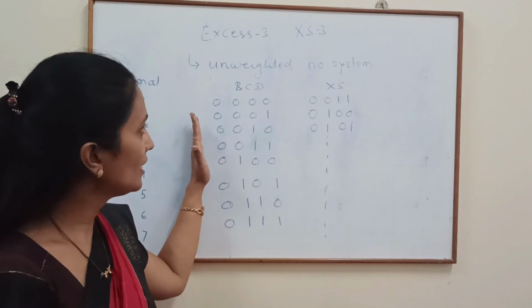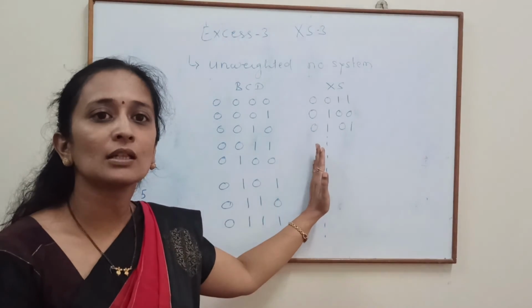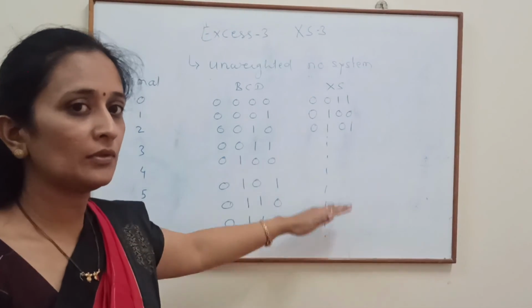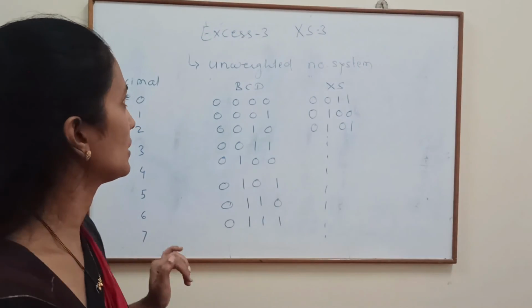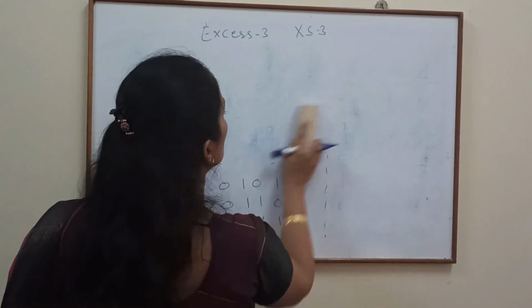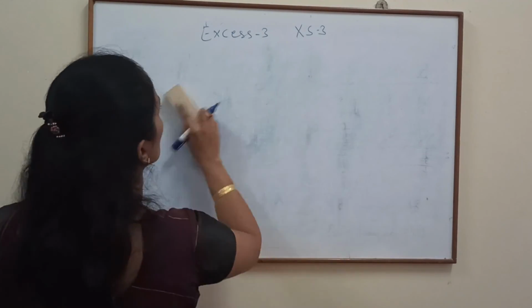First find out BCD, then add number 3, which is nothing but 0011. This is your homework. You have to complete the table. Complete this table. Now we will go to conversion.